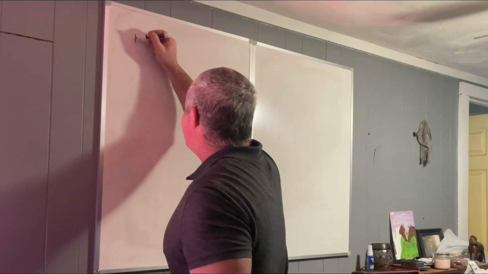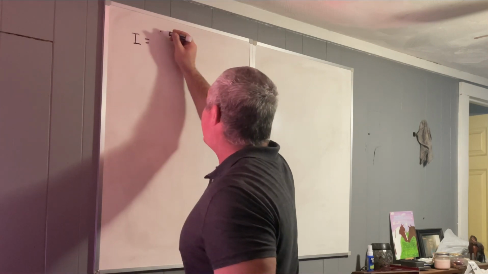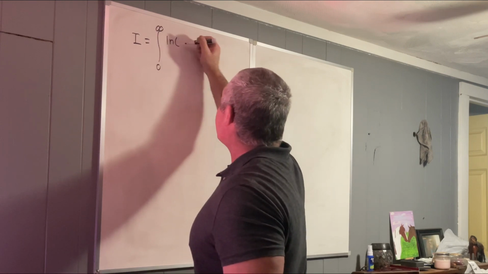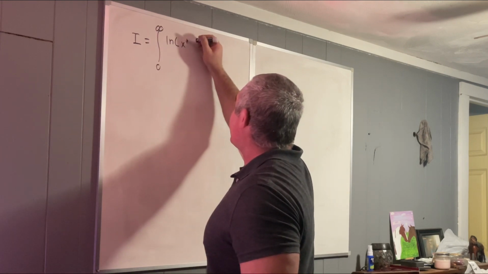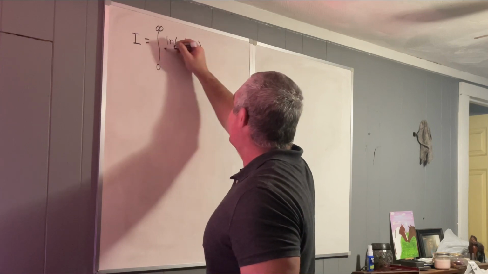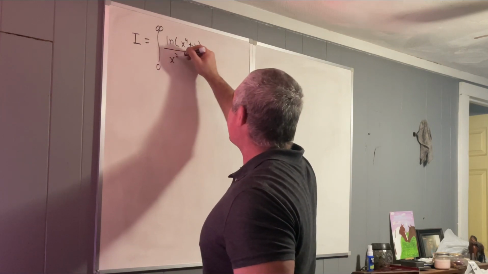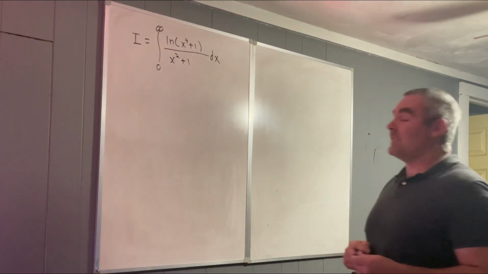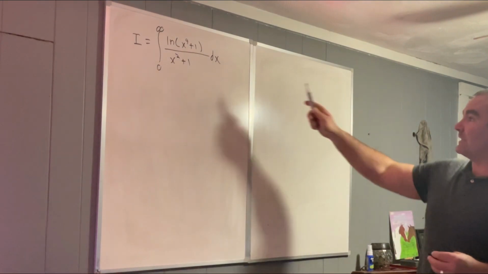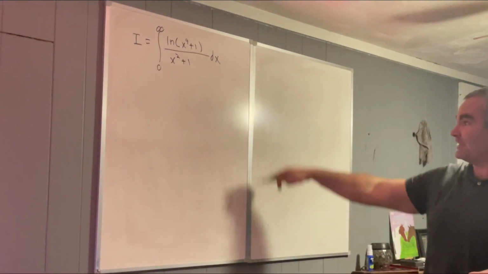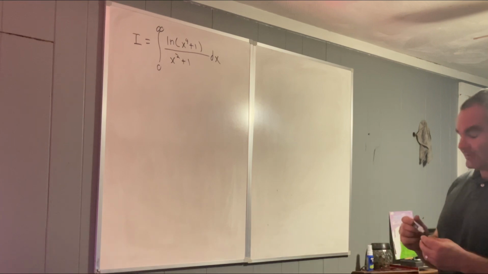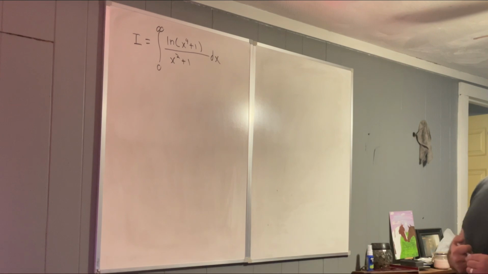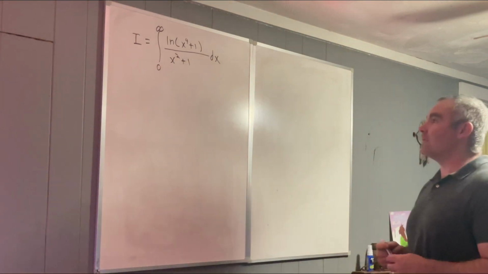So the integral we're talking about is this one. It's the integral from 0 to infinity of the natural log of x to the 4th plus 1 over x squared plus 1 dx. And in this video, and I think also in future videos, I'll be writing out the main steps on this side, and this side will kind of be used as a scratch pad. I'm going to be solving this from start to finish, doing every step along the way on the board for you.